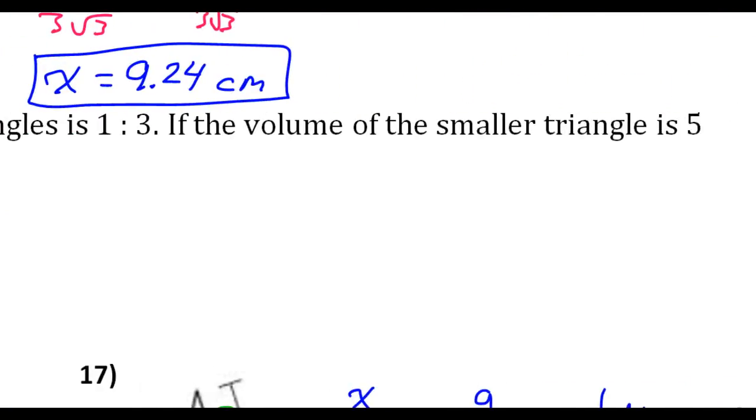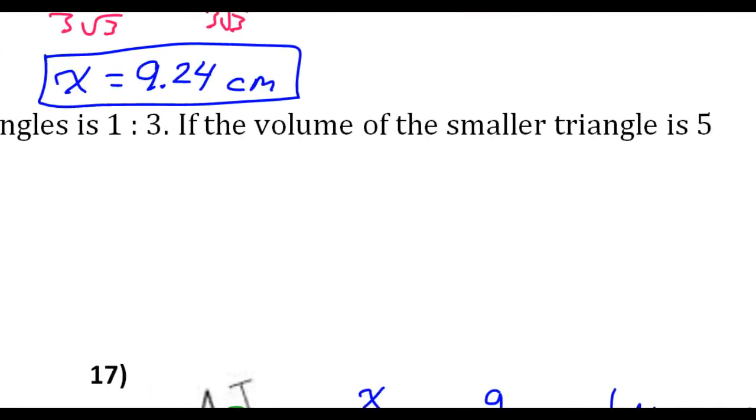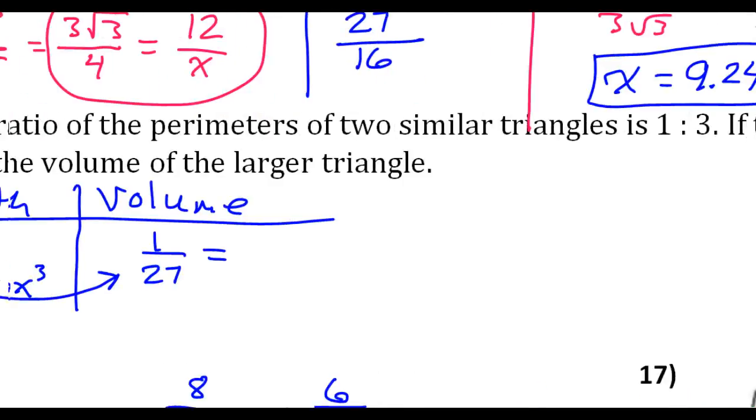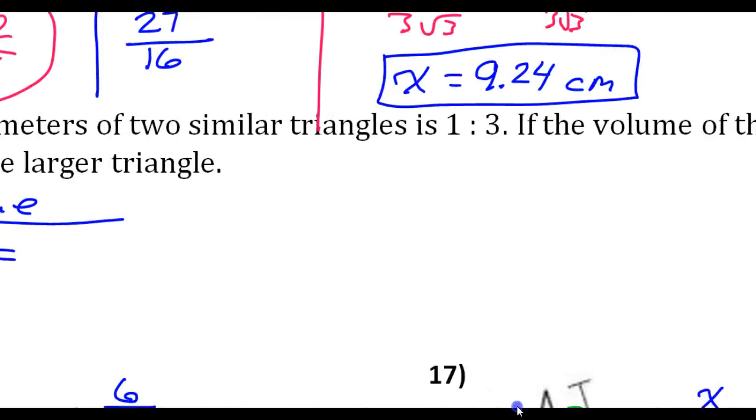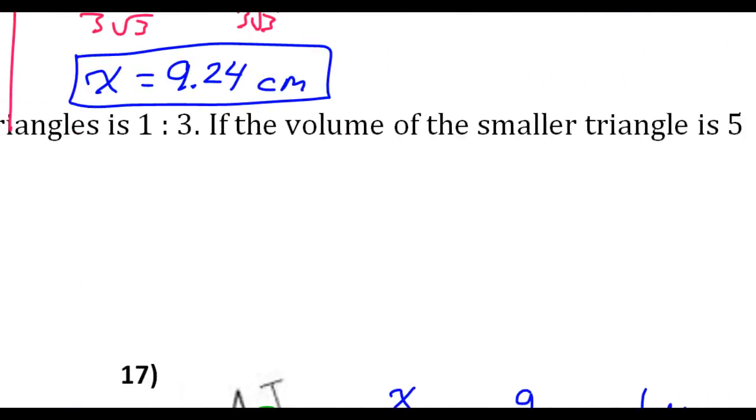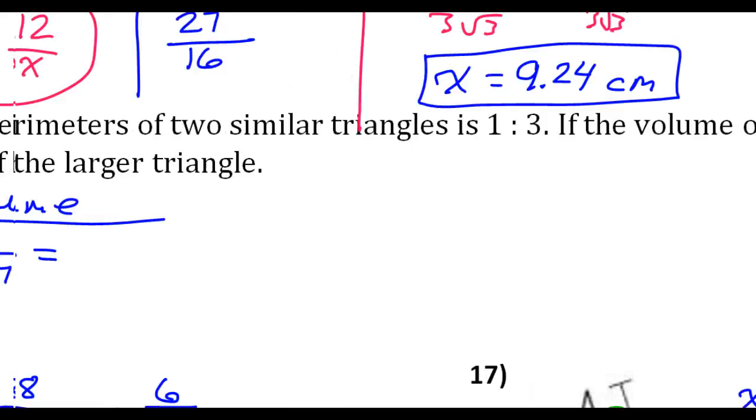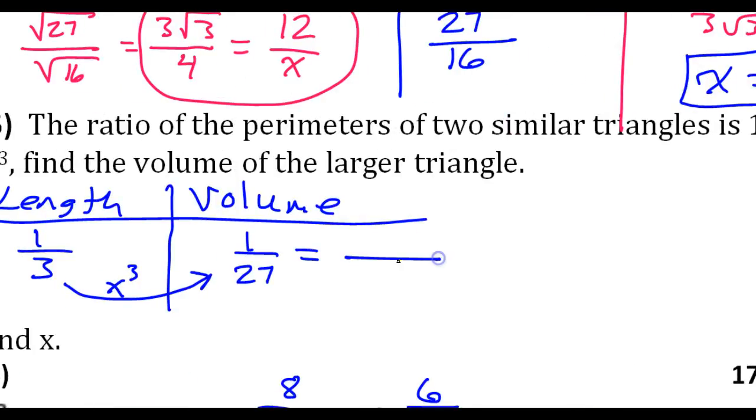And then they say, all right, the volume of the smaller triangle, how can a triangle have a volume? Okay, whatever. I think they meant pyramid, maybe. Pyramid, not triangle. Anyway, the volume of the smaller triangle is 5. So am I going to put that in the numerator or the denominator? The numerator. I got 1 over 27. That's small over big. So 5. And in the denominator, you can put x, or I'm going to put v for volume. Doesn't matter.